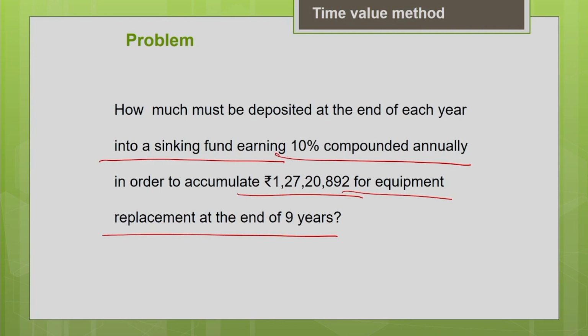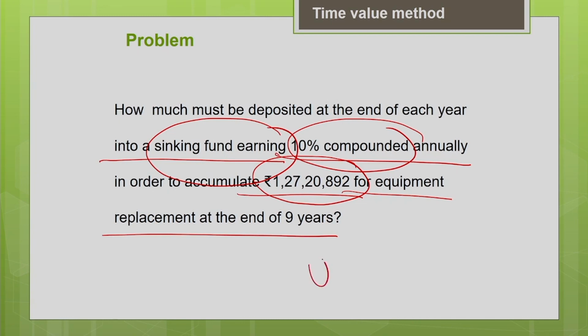How much must be deposited at the end of each year into a sinking fund earning interest at 10%? My future value needed is 1 crore 27 lakhs 20,892, so that at the end of 9 years, I will be able to replace my old machine with the new machine. For this I can go for the uniform series sinking fund factor, with the help of which I can estimate this value.